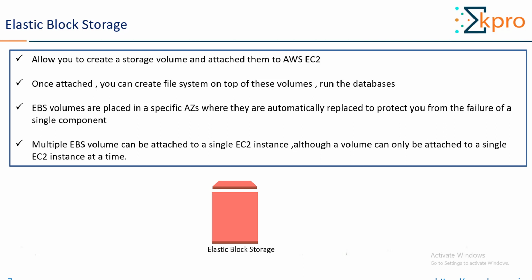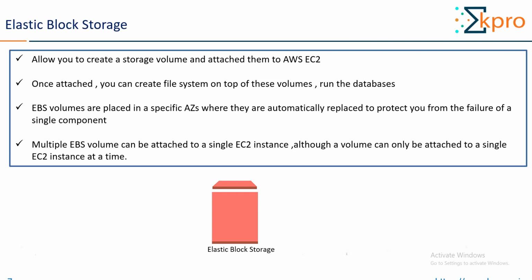You can install your operating system, you can install your database also. So it allows you to create a storage volume and attach it to AWS EC2. Once it is attached, you can create a file system on this and run the databases. EBS volumes are placed in a specific availability zone, so they are automatically replaced to protect you. That means you don't have to bother about its protection.